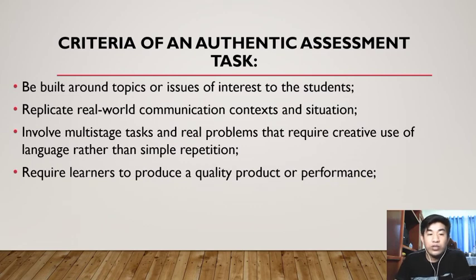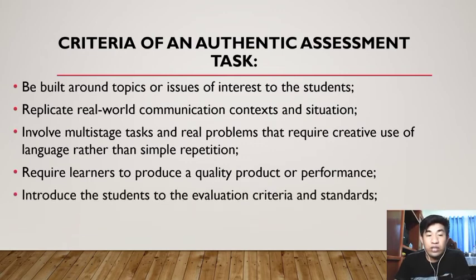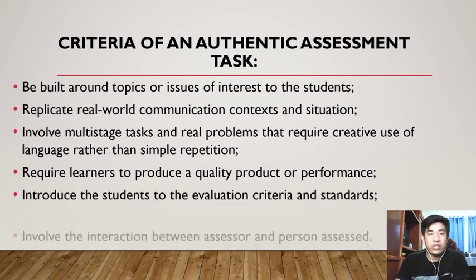Another, require learners to produce a quality product or performance. Same as earlier, product-oriented or performance-oriented. Then introduce the students to the evaluation criteria and standards. The one I said earlier, that we should make sure that we let our students know the criteria and standards of grading, so they are guided. Because each criterion has its own weight. For example, the costume is only 5%, so don't spend too much on it. So that's the importance of telling them the criteria for judging.